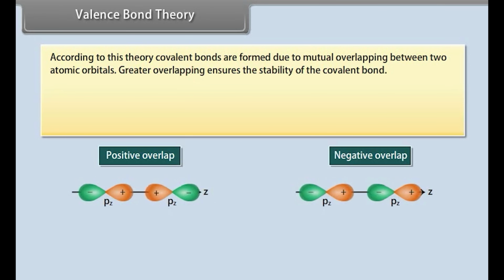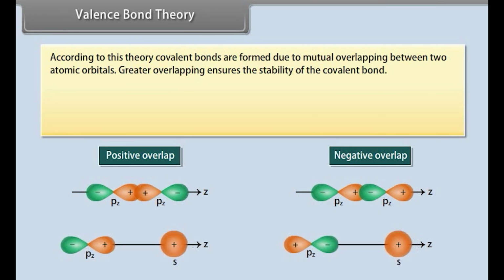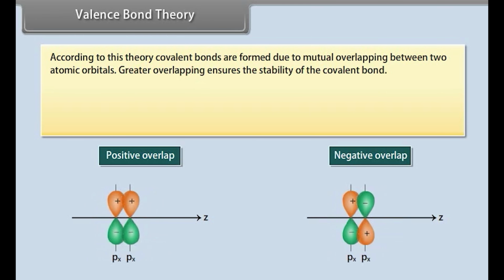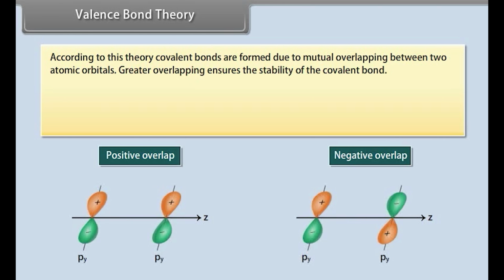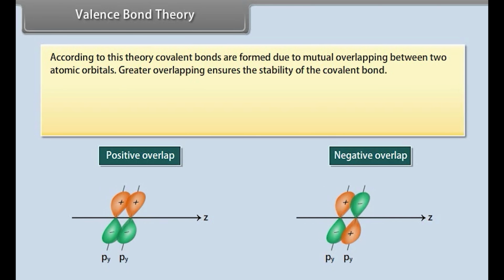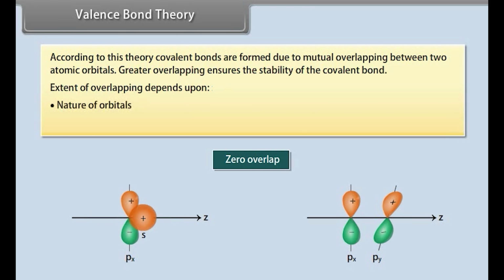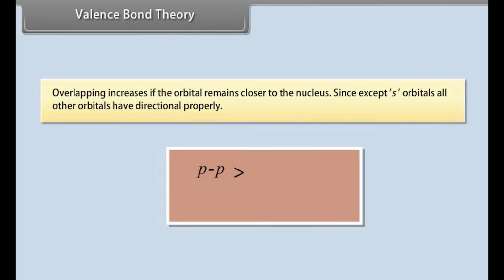Valence Bond Theory. According to this theory, covalent bonds are formed due to mutual overlapping between two atomic orbitals. Greater overlapping ensures the stability of the covalent bond. Extent of overlapping depends upon nature of orbitals and nature of overlapping. Overlapping increases if the orbital remains closer to the nucleus.